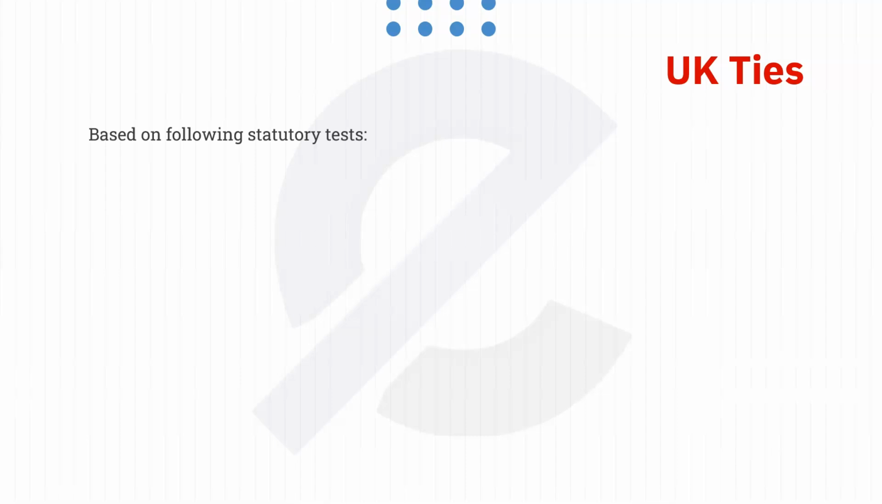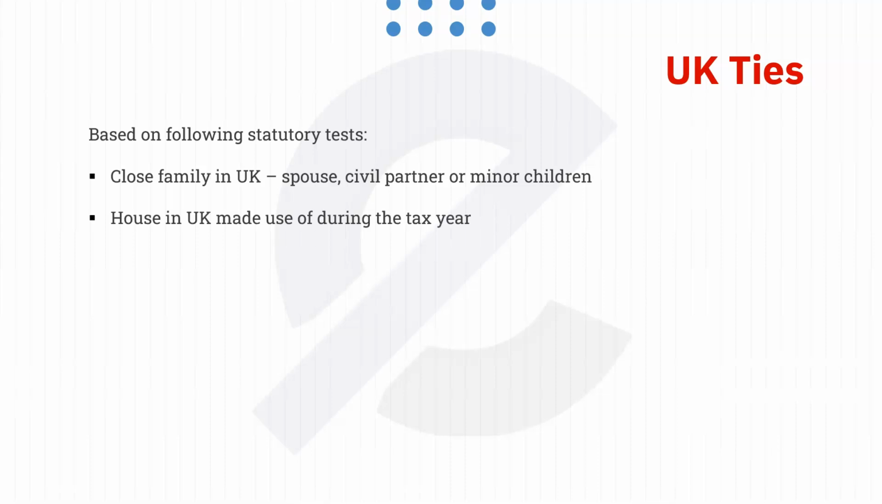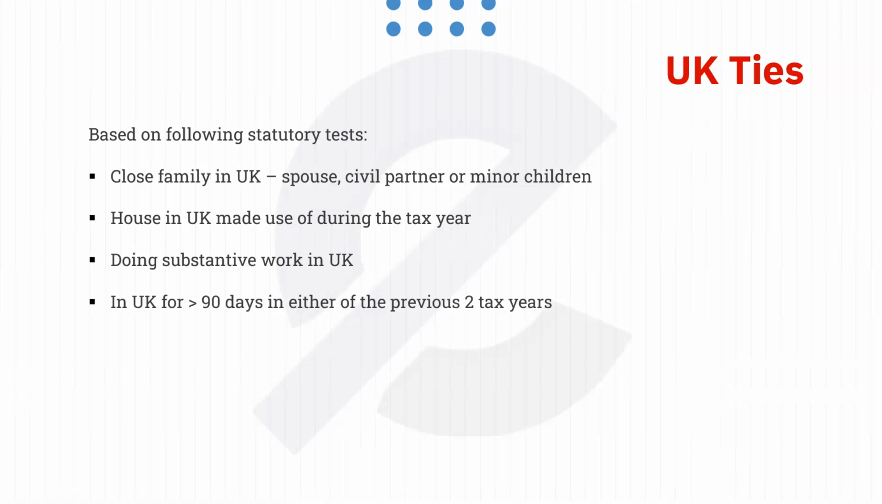The following: close family in the United Kingdom, that is the spouse, civil partner or minor children; house in the United Kingdom made use of during the tax year; doing substantive work in the United Kingdom; being in the United Kingdom for more than 90 days in either of the previous 2 tax years, or spending more time in the United Kingdom than any other country. So if individual A is able to prove the necessary number of conditions laid down by HMRC, he will be treated as UK resident, and if not, they will be considered as non-resident.